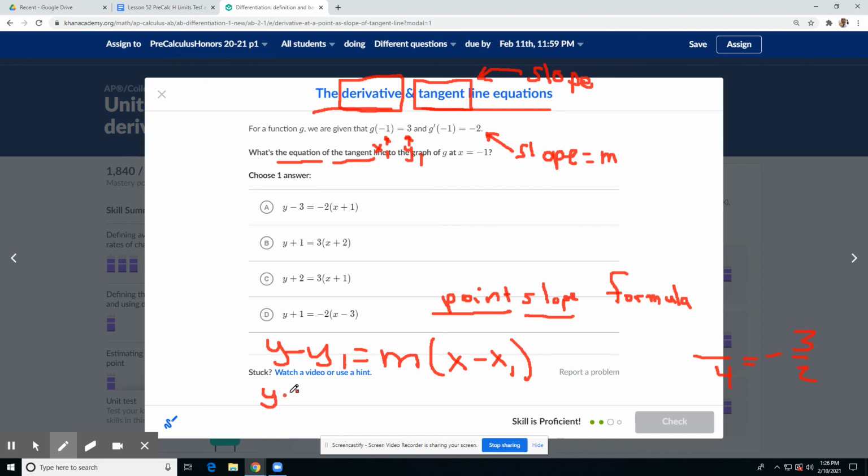So I'd say y minus y1, which is 3, equals our m, which is -2, times x minus x1, which is -1. And that just makes a positive there. So y minus 3 equals -2 times x plus 1. And there we go.